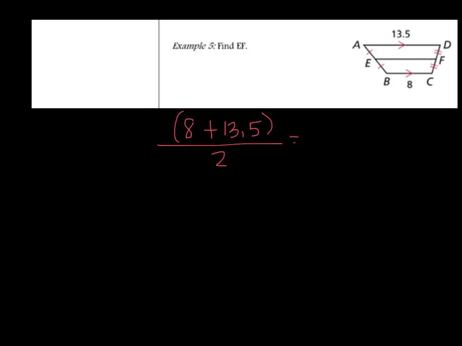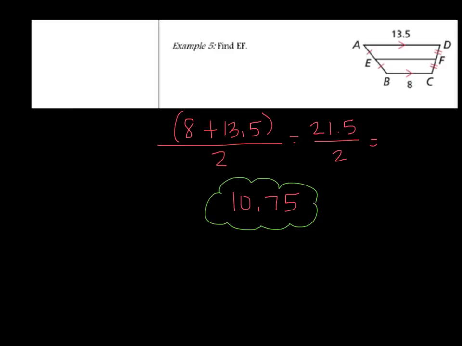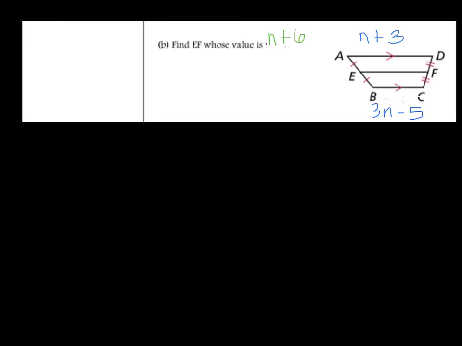So 13.5 plus 8 is 21.5. And then 21.5 divided by 2 is 10.75. So that would be the length of EF. Okay? And that's using the trapezoid mid-segment theorem. Okay, so this is an application problem using the algebra.